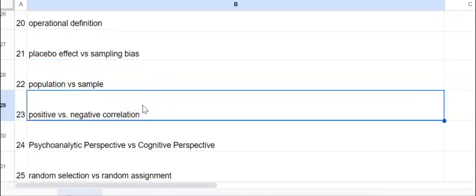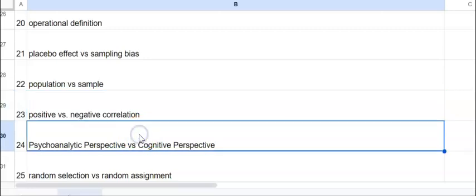A positive versus a negative correlation. Positive is when we have two variables that relate and that they both increase together or they both decrease together. So for example, the farther you drive, the more gas you're going to use. The less far you drive, the less gas that you use.